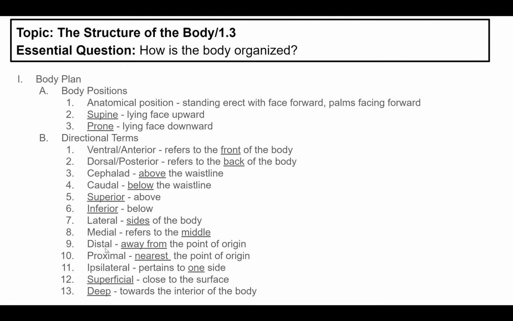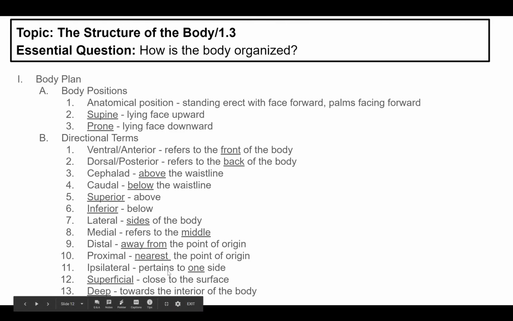So if you think about your arm, the point of its origin is at your shoulder. When you're talking about something away from the shoulder, that's distal to it. So your fingertips would be distal to your shoulder. They're away from that point of origin. Proximal is nearest the point of origin. So your shoulder bone would be proximal to your fingertips because it's closer to the point of origin.